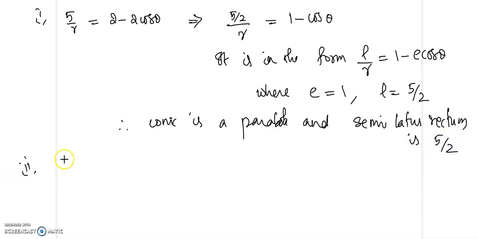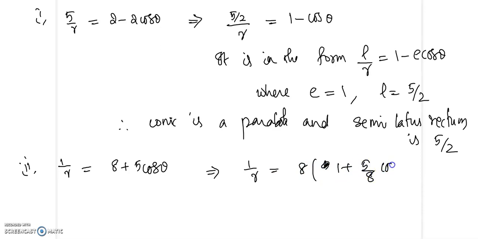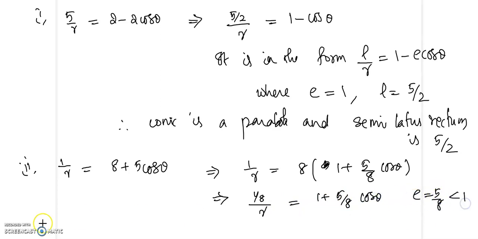And we take the second equation. The second equation is 1 by R equal to 8 plus 5 cos theta. So that will be 1 by R equal to 8 into 1 plus 5 by 8 cos theta. So if I am dividing by 8, we will get 1 by 8 by R equal to 1 plus 5 by 8 cos theta. So E will be equal to 5 by 8, which is less than 1. So that is an ellipse, and L will be equal to 1 by 8. So the semilatus rectum is equal to 1 by 8.